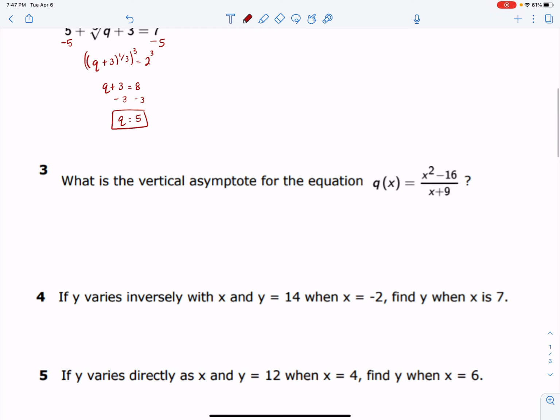Okay, the vertical asymptote can be found by taking your denominator and setting it equal to 0. So x + 9 = 0. The vertical asymptote is where x = -9.